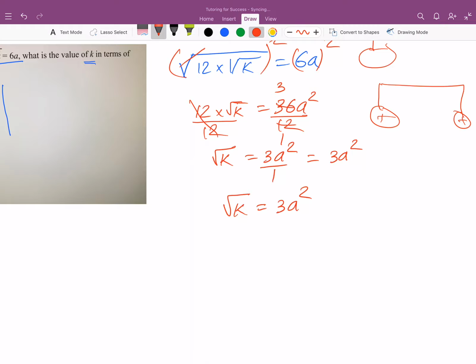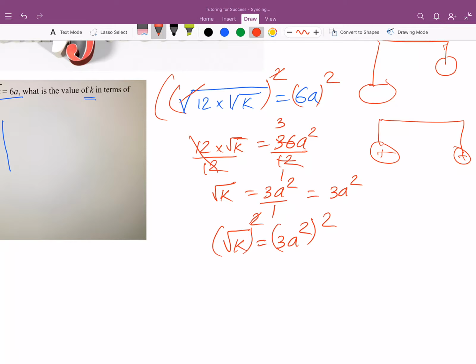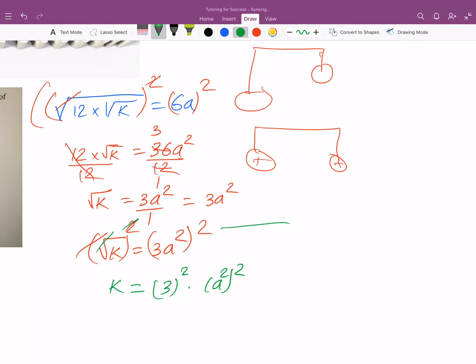Almost there. One more time. I don't want that radical associated to k, so what I do now is square it one more time. And that square, just like how it did here, will take care of that radical. Cross that radical out with this square, so you'll only have k left, and then here you have 3 squared times a squared, squared. So let's see what I did here.